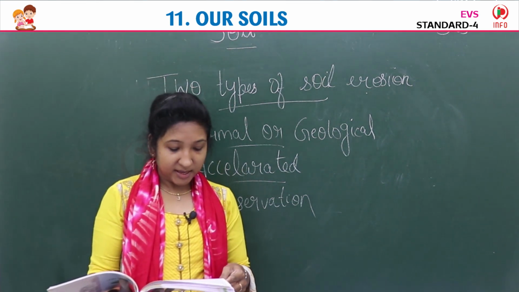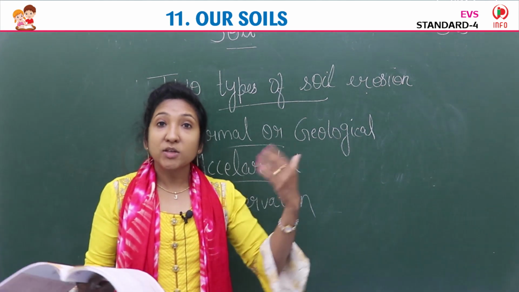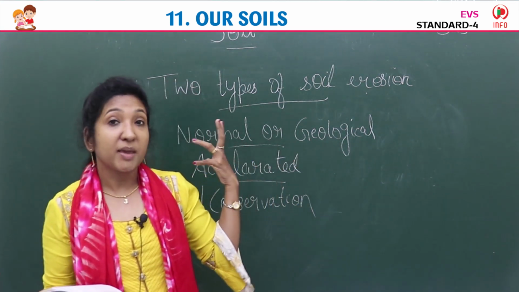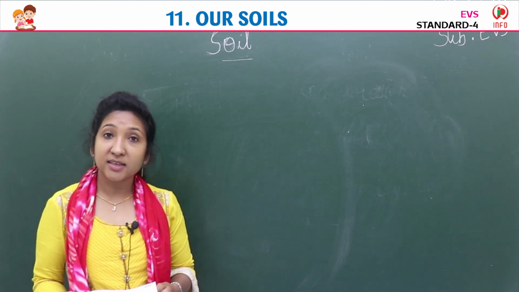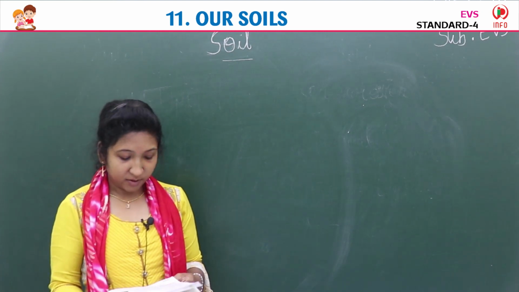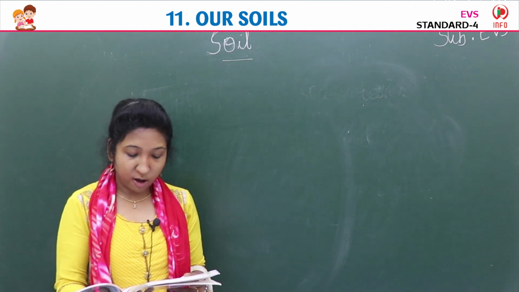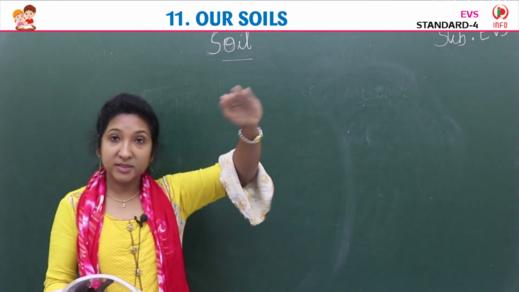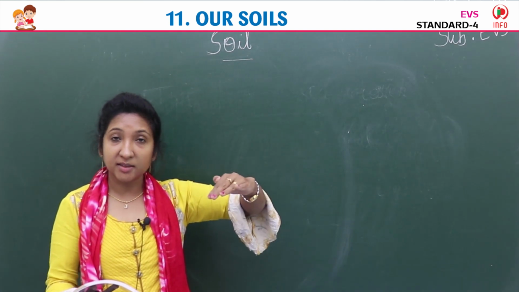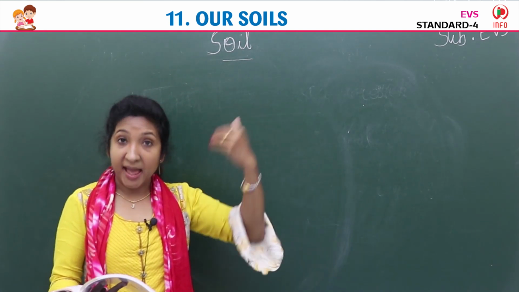Okay, so let us see. It's time to recall. Let us see the main points of this lesson. The topmost fertile layer of the earth's surface is called soil. It is nothing but soil where the plants are grown.